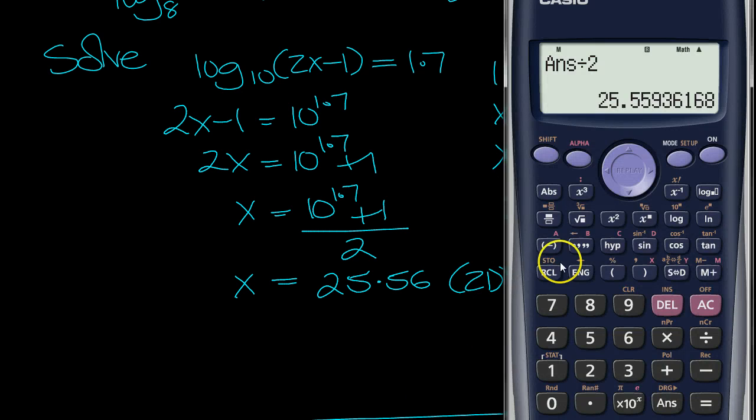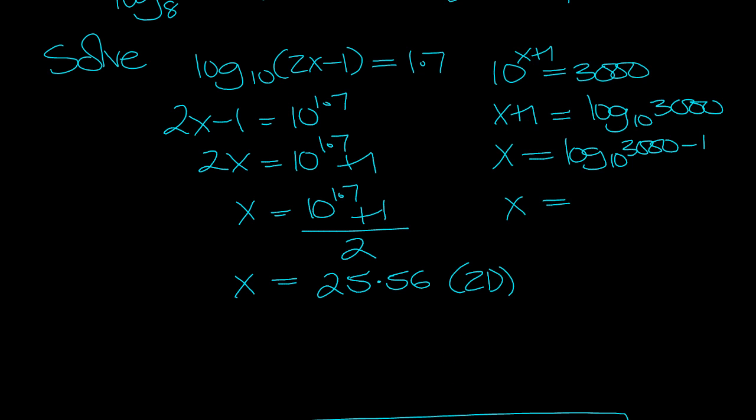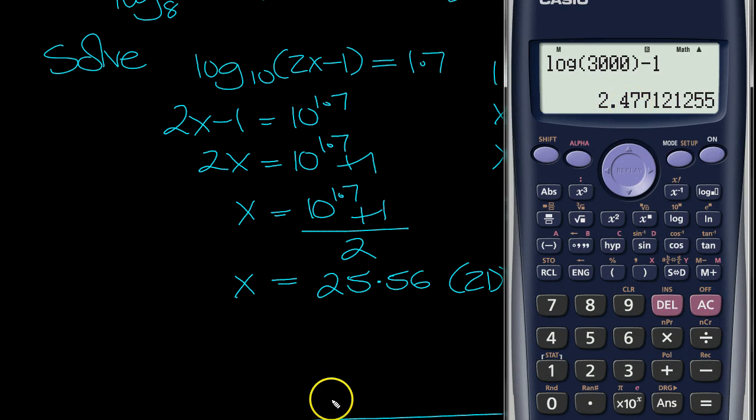Let's have a look at that then. Log 10 is here, that's the log 10 button, of 3000, because it's one of the default logarithms on the calculator. Minus 1. Yeah, it is, what was it, 2.48 to 2 decimal places.